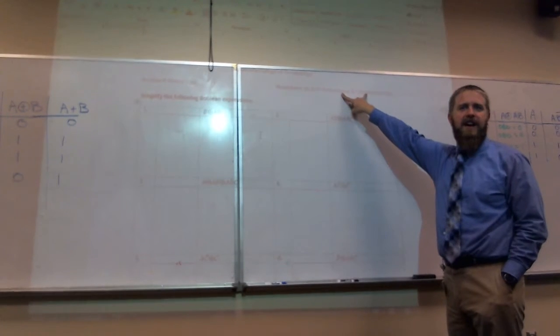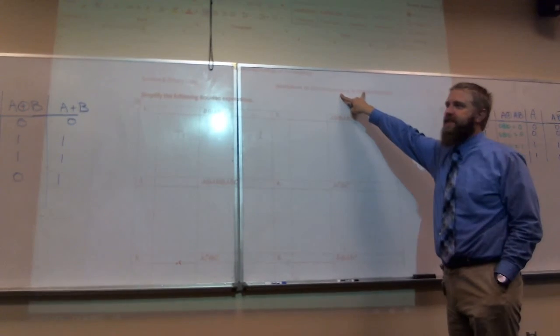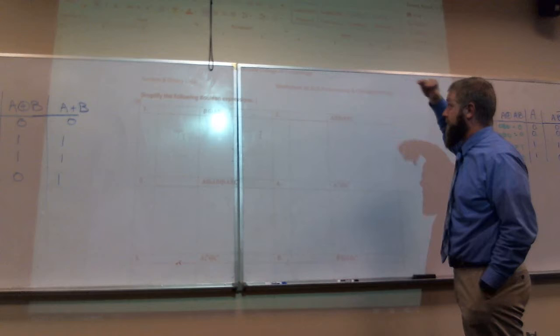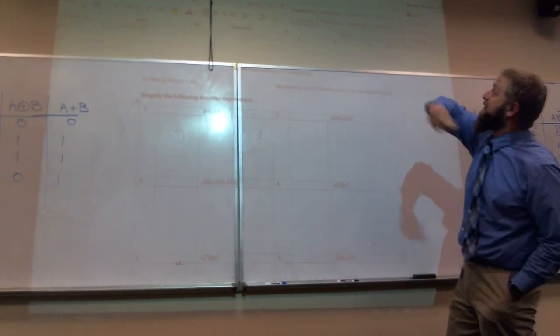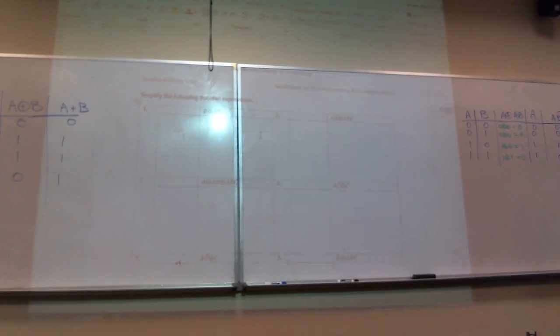And I didn't change the name of this either. So this should be worksheet 17. I called this XOR simplification. My file name's correct, 17 XOR simplification. I just didn't change the name.